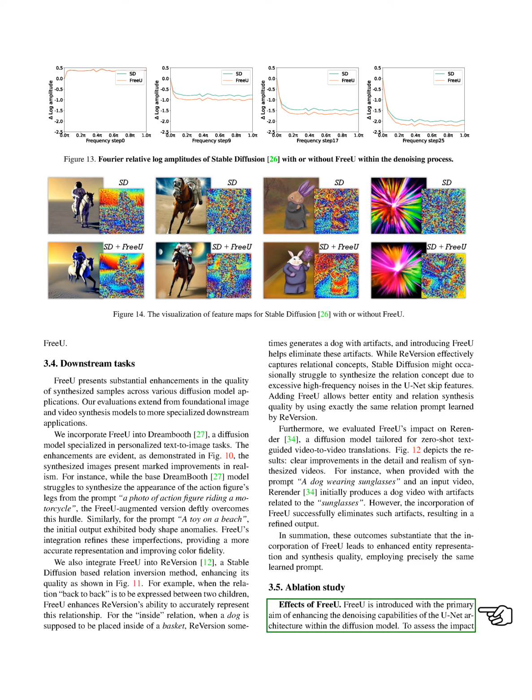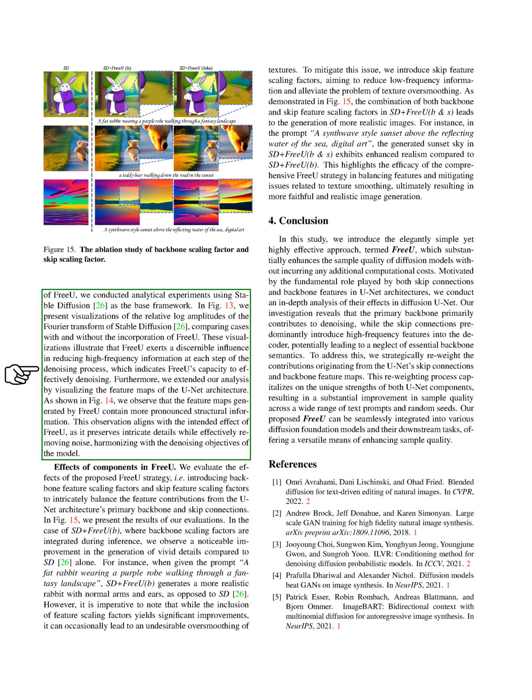We've introduced a feature called FreeU with the main goal of improving the noise reduction capabilities of the U-Net architecture within the diffusion model. To evaluate the effectiveness of FreeU, we carried out a series of analytical experiments using Stable Diffusion as our base framework. In our figures, we show the relative log amplitudes of the Fourier transform of Stable Diffusion, comparing scenarios with and without the use of FreeU. These images show that FreeU plays a significant role in decreasing high-frequency information at each stage of the noise reduction process, demonstrating its effectiveness in reducing noise.